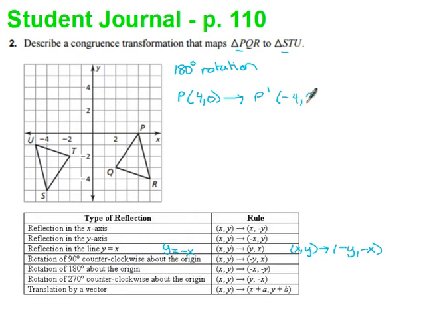So it's going to be at the point (-4, 0). So look at where that is, and this is where P prime would be. Let's go ahead and try another point just to get a better picture of what's happening. So Q is at the point (2, -3).